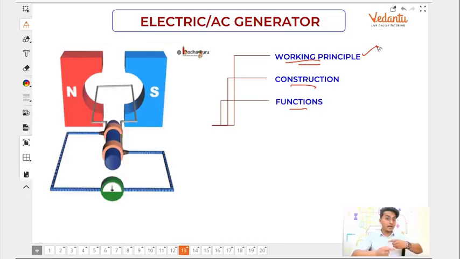Whenever there is a current carrying conductor in a magnetic field, it experiences a force. This is the law on which the DC motor works. And what is the working principle? The working principle is pretty simple. It states that electric energy converts into mechanical energy. That's what a DC motor does. A DC motor converts electrical energy to mechanical energy.